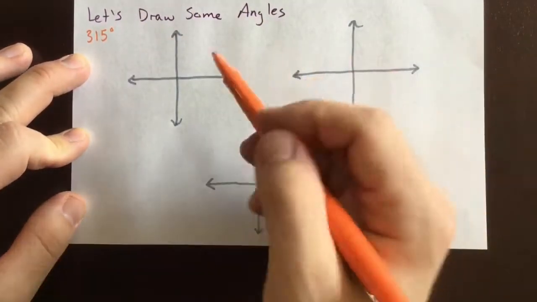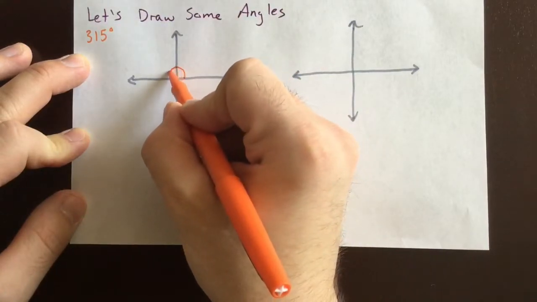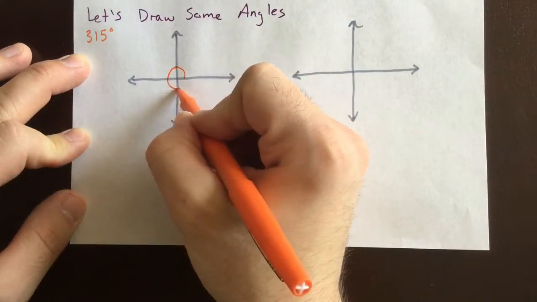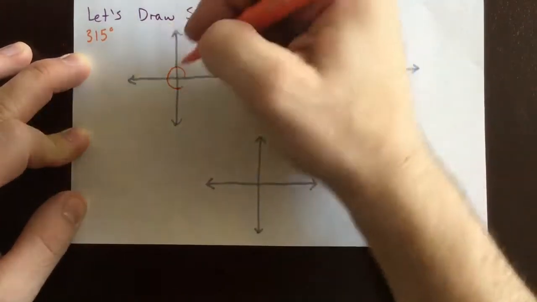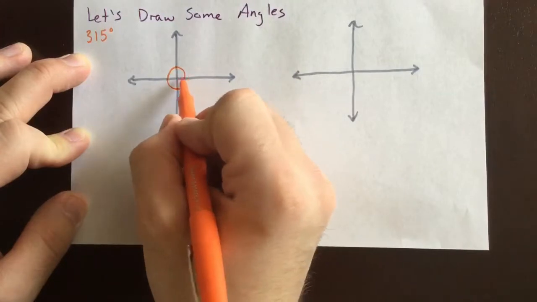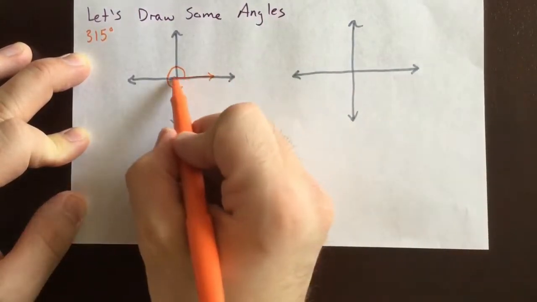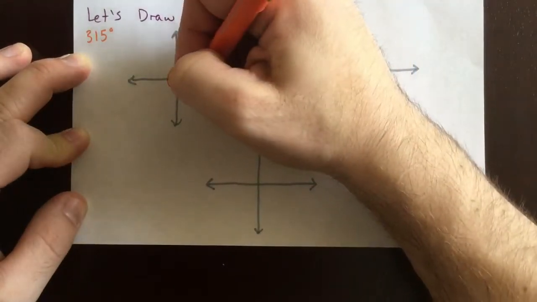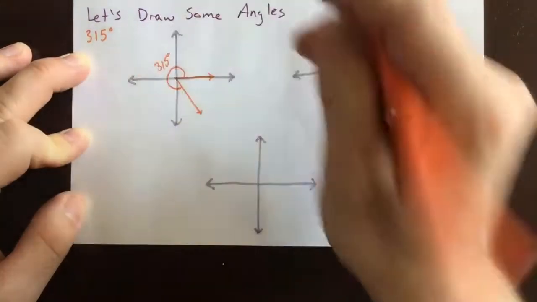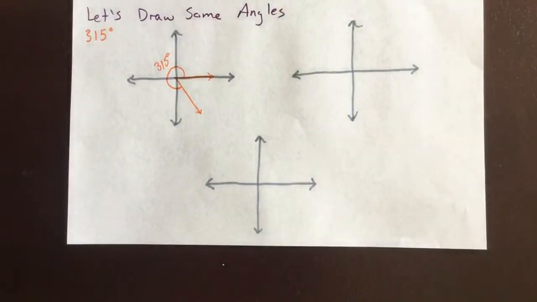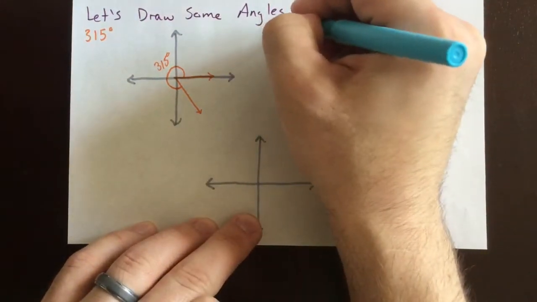All right, so remember we have 0, 90, 180, 270, and 360 is back where we were. And I almost forgot, we need to draw our initial side on these. We need to draw that initial side, and then our terminal side would be right about here. So 315 degrees. Let's try another. What about negative 150 degrees?